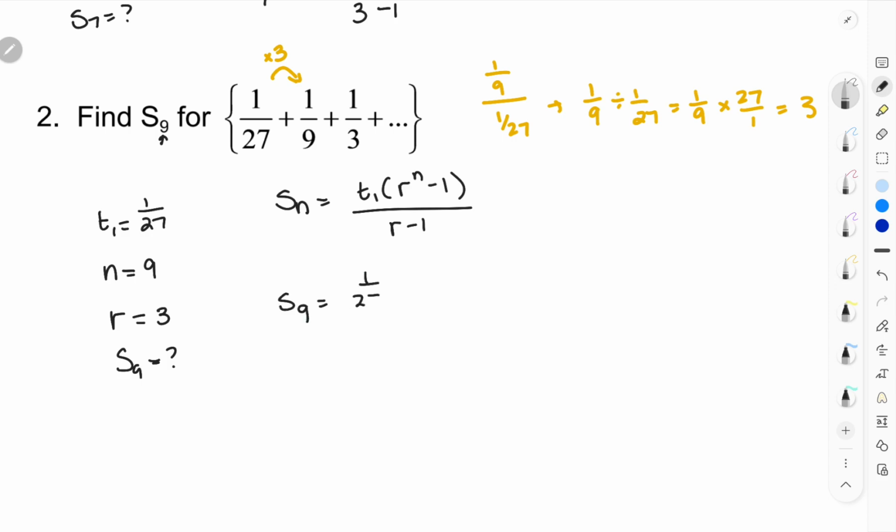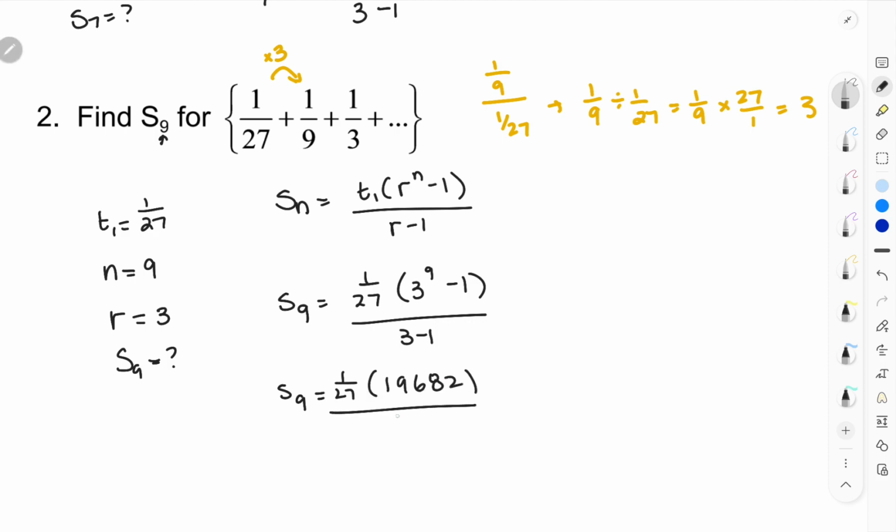So I take my first term, 3 to the power of 9 minus 1 over 3 minus 1, which is 2. 3 to the power of 9 is 19,683 minus 1, 19,682 divided by 2.